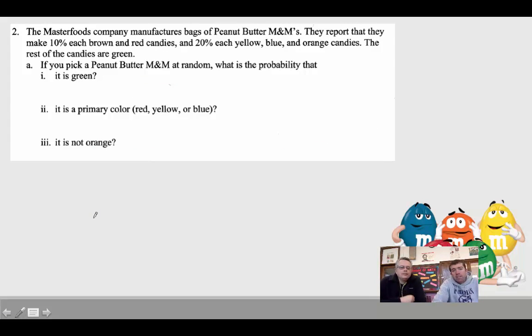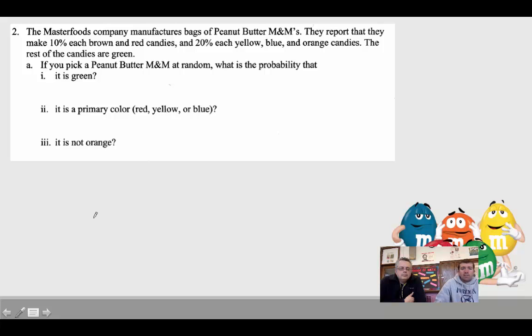Okay. We have a company who produces bags of peanut butter M&Ms. They report that they make 10% brown and red candies, 20% yellow, blue, and orange. The rest of the candies are green. So, if you pick a peanut butter M&M at random, what's the probability that it's green?